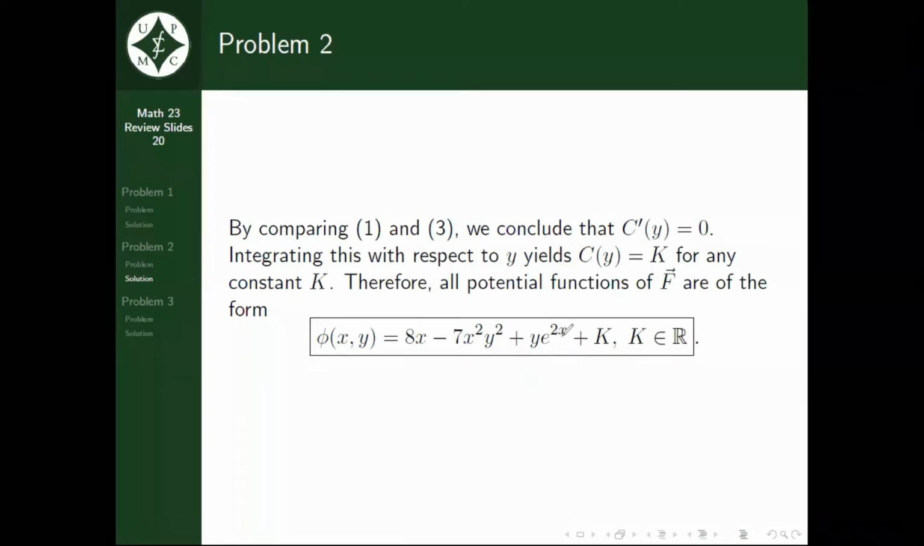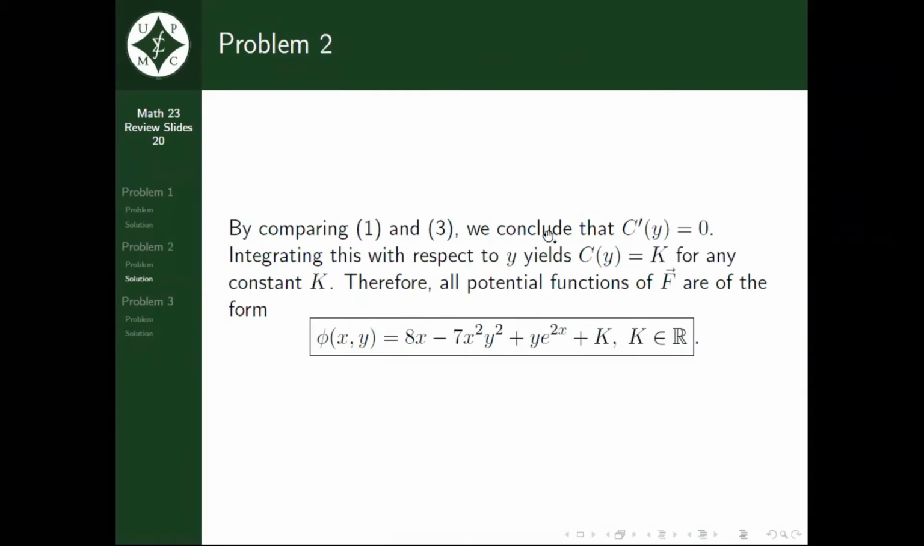Any potential function of f is of this form, where k could be 0, could be 1, negative 2, 10, 69, 420, or negative 1337, or 1 over 2048. I thought of the shiny Pokemon chance. Anyway, so that's it. This is the form of all possible potential functions of f.